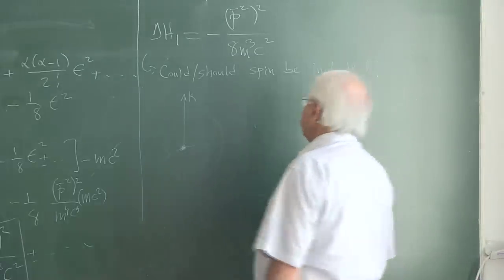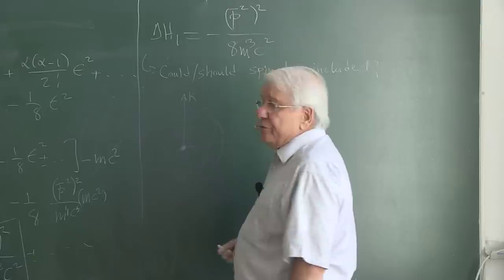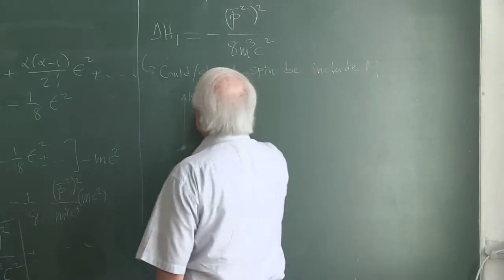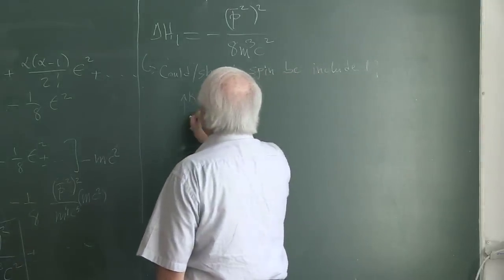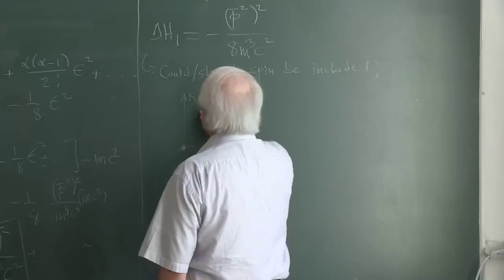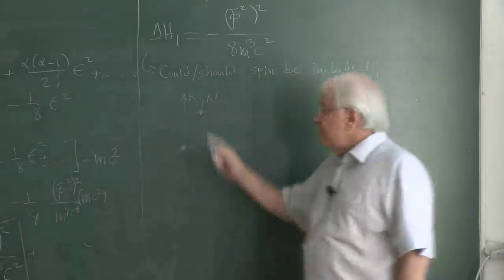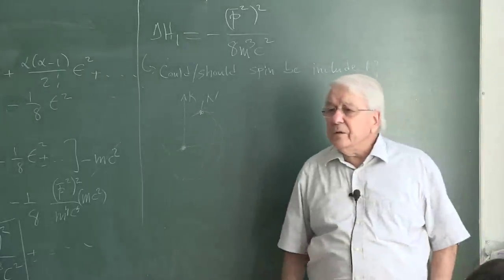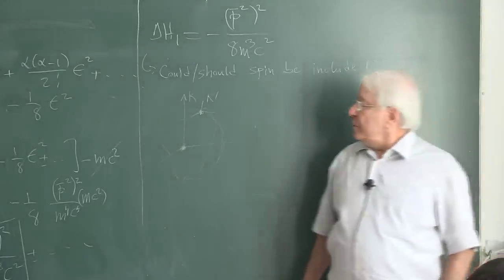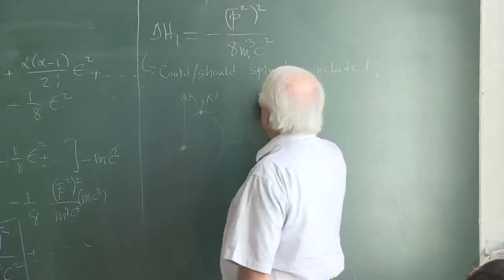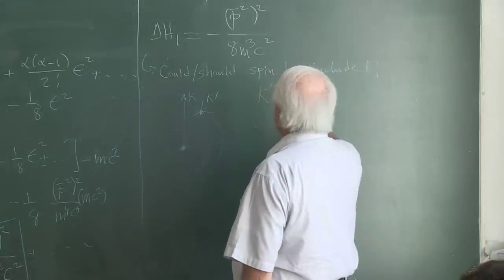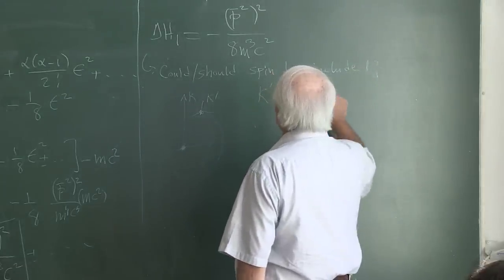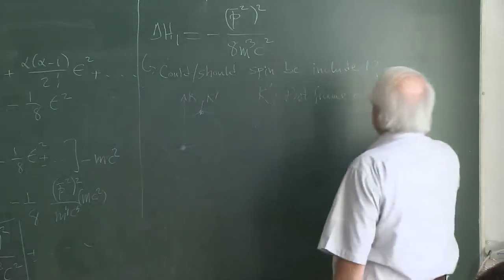But now suppose we try to look at the problem from the perspective of the rest frame of this electron, instantaneously at rest somewhere, right? So in that respect, K prime is the rest frame of the electron.